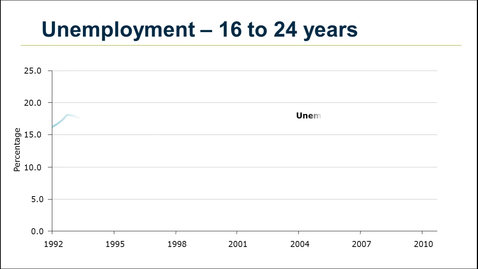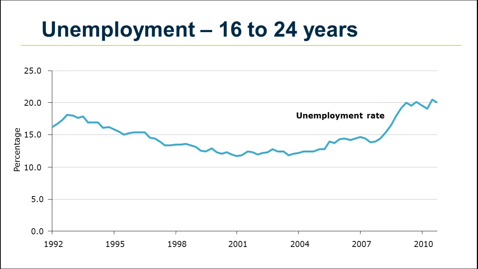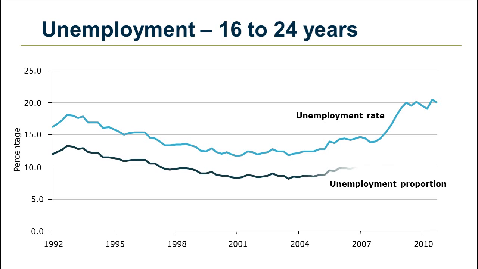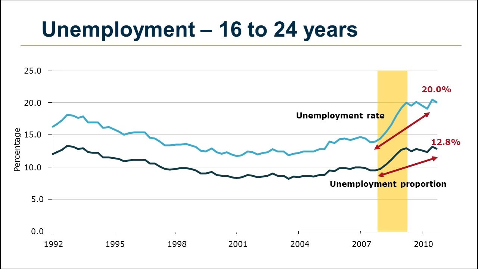this graph, the unemployment rate since 1992, and also the unemployment proportion. We will explain what both mean shortly. Here is the period of the recent recession, so we can see that both increased since before the start of it, and in January to March 2011, the unemployment rate was 20%, while the proportion was 12.8%.